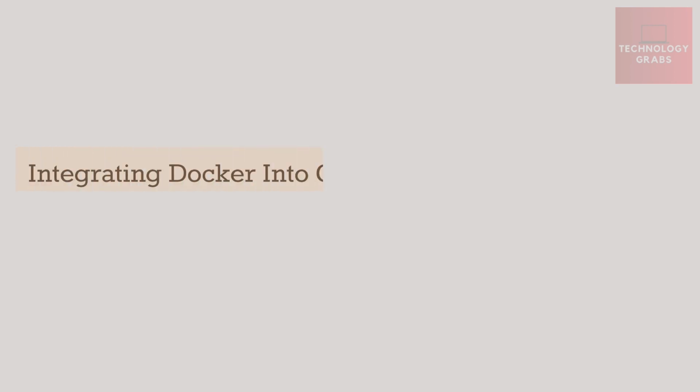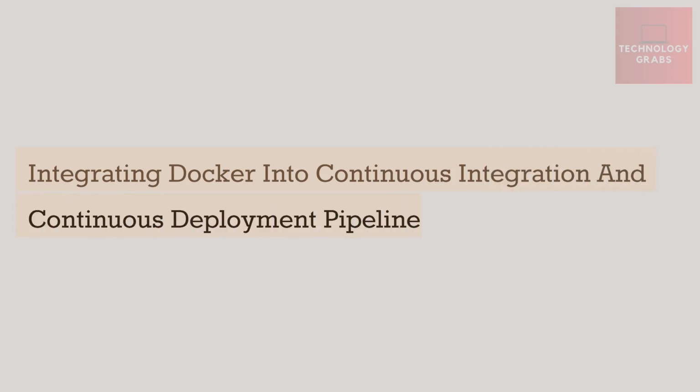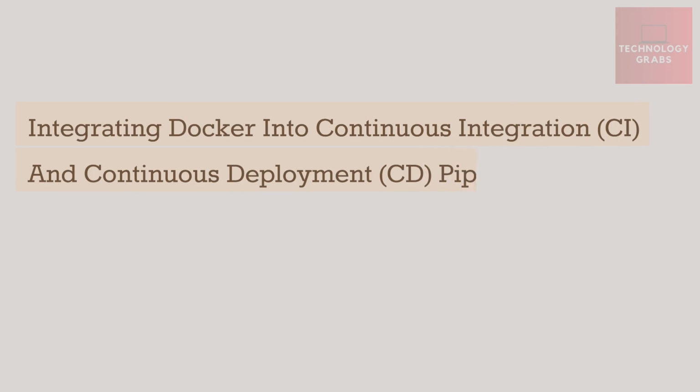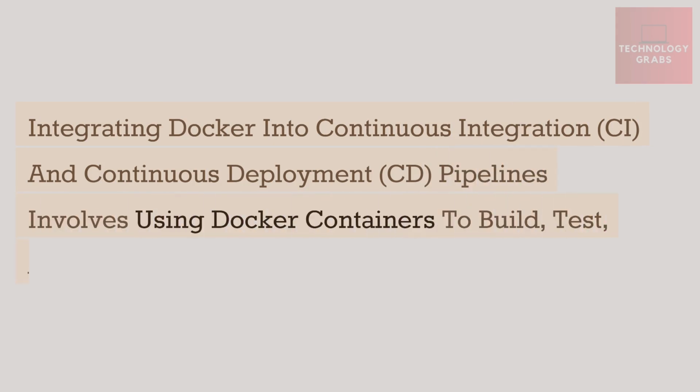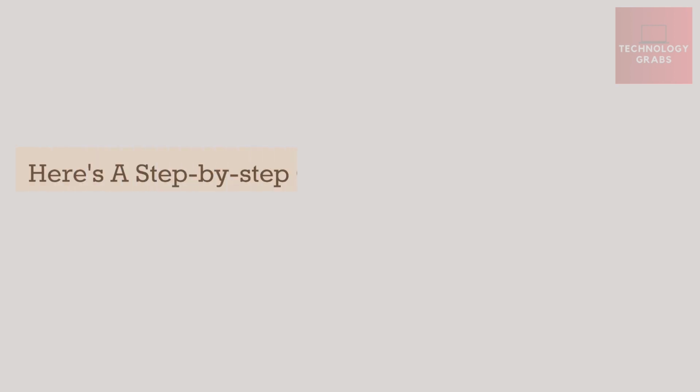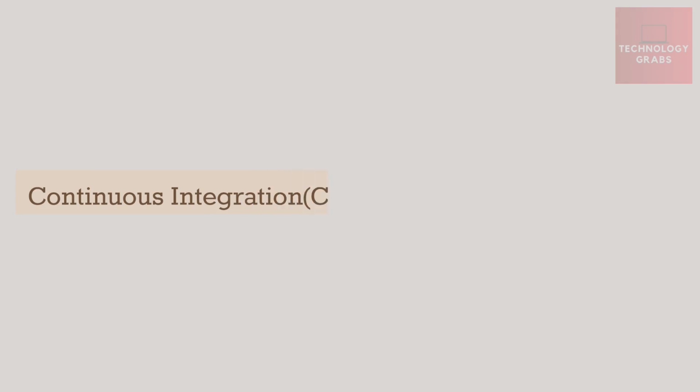Integrating Docker into continuous integration and continuous deployment pipelines. Integrating Docker into continuous integration (CI) and continuous deployment (CD) pipelines involves using Docker containers to build, test, and deploy applications seamlessly. Here's a step-by-step guide to integrating Docker into your CI/CD pipeline. Continuous integration (CI) pipeline. Create Docker images.